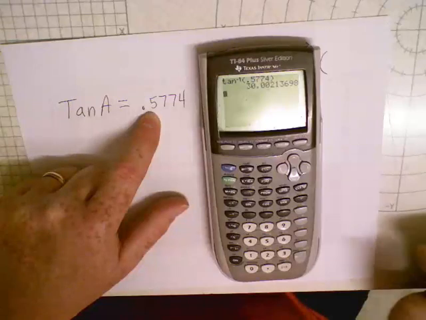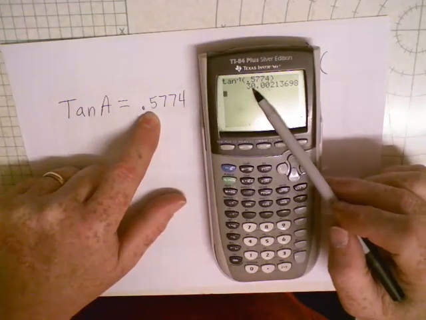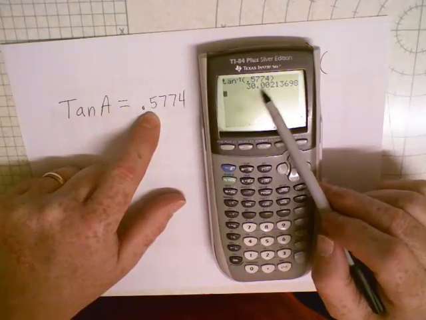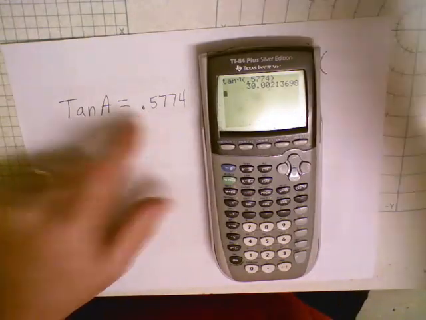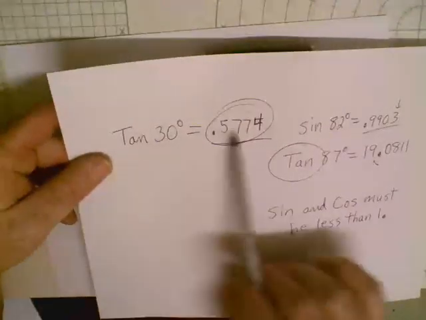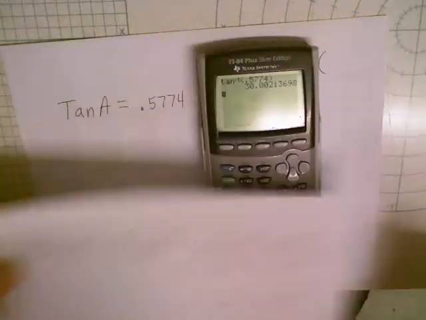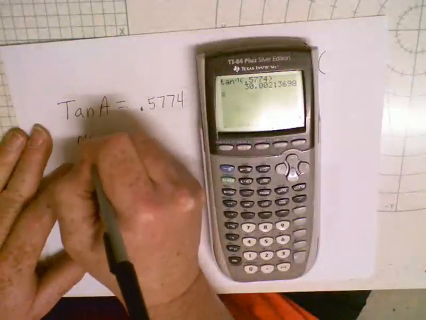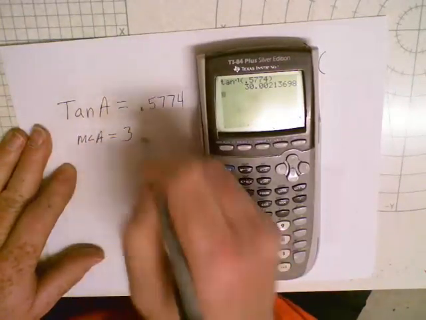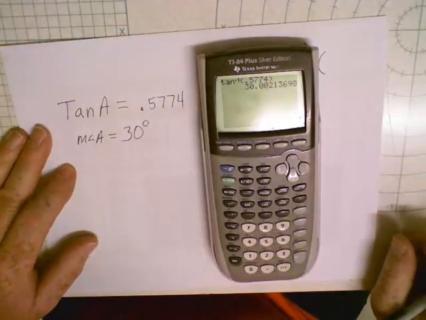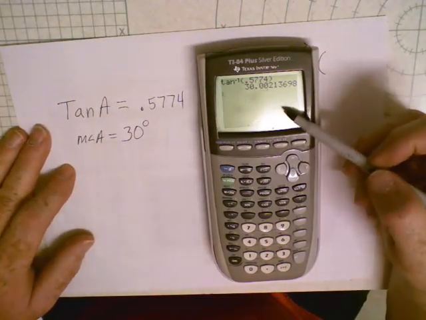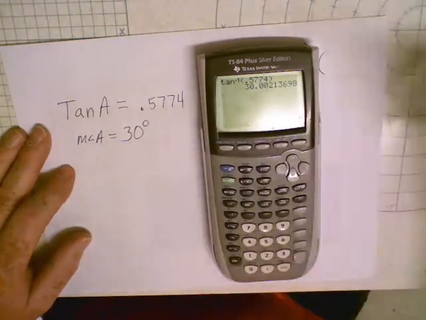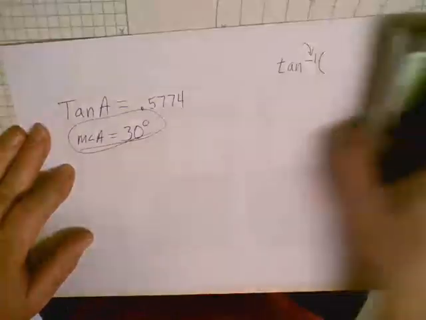0.5774, hit equals, and we're going to round most of our angles off to the nearest degree. You'll notice this one comes out to be 30.002. That's the same thing we just got done doing. The tangent of 30 was 0.5774. So that's telling us now that angle A, the measure of angle A, is about 30 degrees. That's what we're doing when we're doing that backwards. When we're hitting second first and doing that. So we're trying to find the angle. That's what we just did there, was found the angle.